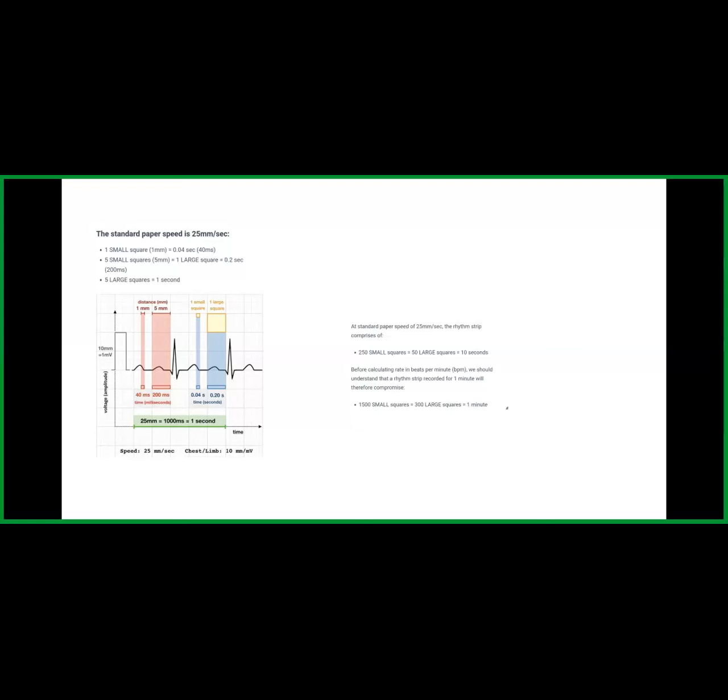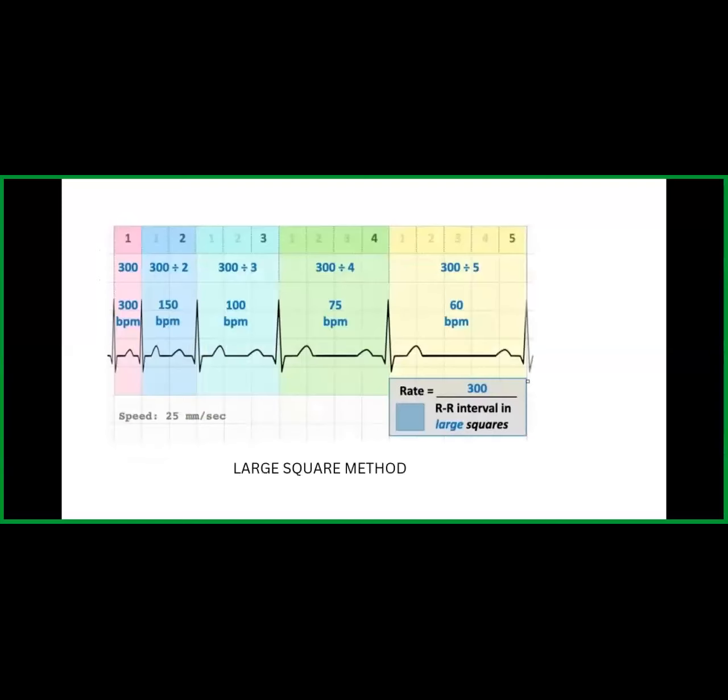So at a standard paper speed of 25 mm per second, there are around 250 small squares, which is equal to 50 large squares, which is equal to 10 seconds. And before we calculate beats per minute, we should understand that each rhythm strip should be recorded for 1 minute, and thus in 1 minute there will be 1500 small squares and 300 large squares. Why is this important? Because we are going to use this understanding to calculate the heart rate.